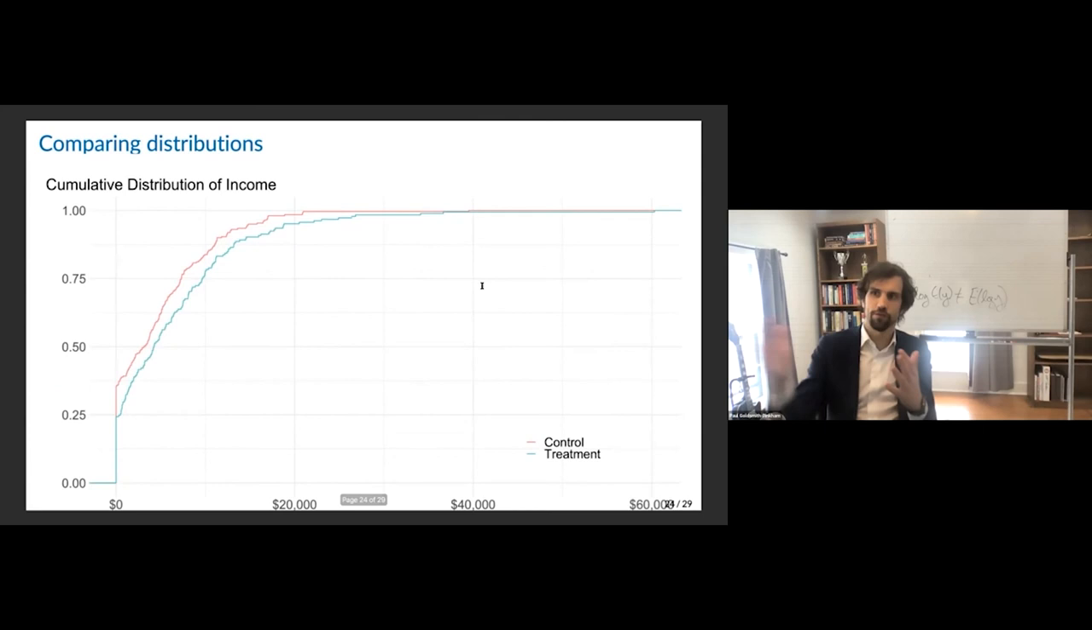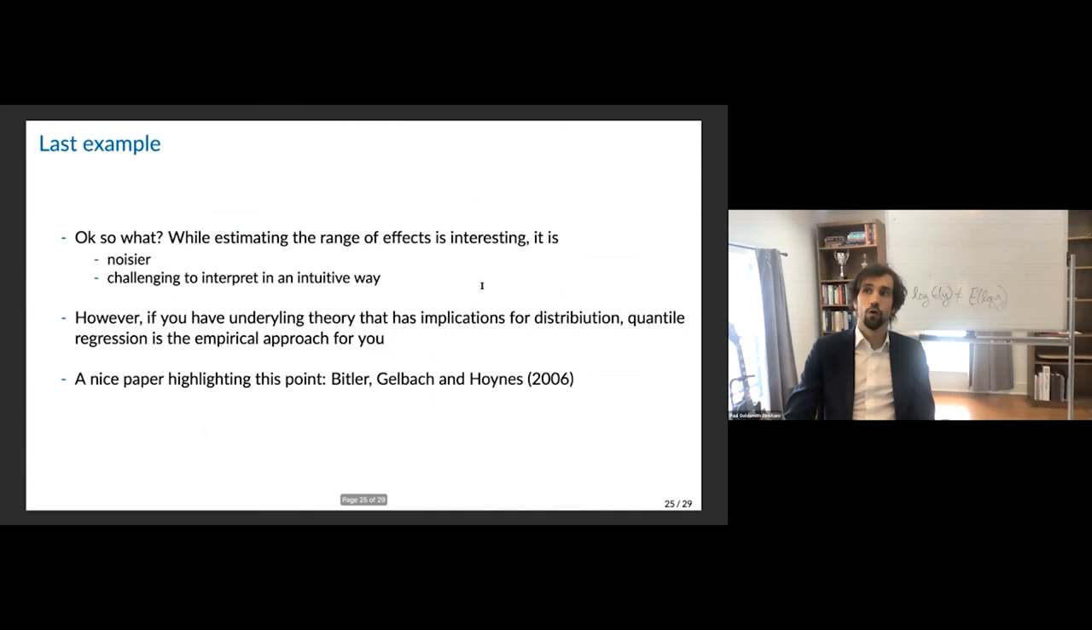Most programs that are doing this are just shifting everyone, and so OLS is probably capturing the vast majority of what you want to do. What you really want to use this for is if you have an underlying theory that has implications for the distribution, and who's going to benefit and who's not. This is maybe a really nice empirical approach for you. There's a paper by Marianne Bitler, Jonah Gelbach, and Hilary Hoynes that highlights this point exactly, and this is what we're going to do for our last example.